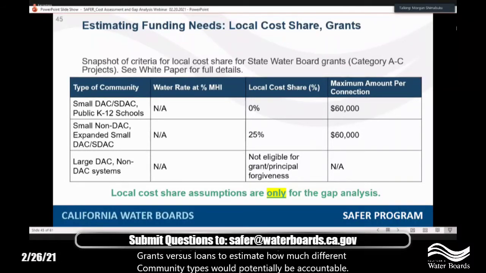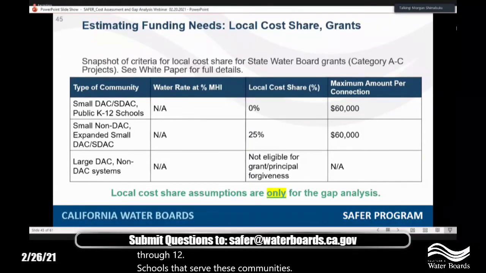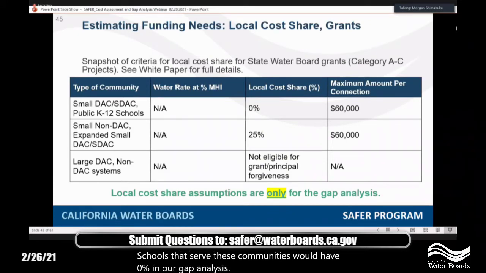As you can see, the type of community on the far left column, the small DAC, SDAC, public K-12 schools that serve these communities would have 0% in our gap analysis estimated local cost share, up to a max amount of $60,000 per connection. And then as you go down, you can see the next group has up to 25% of local cost share expectation, up to a max of $60,000 per connection. And then finally, the large DAC and non-DAC systems, for the analysis, we're not considering eligible for grant and principal forgiveness. Next slide.